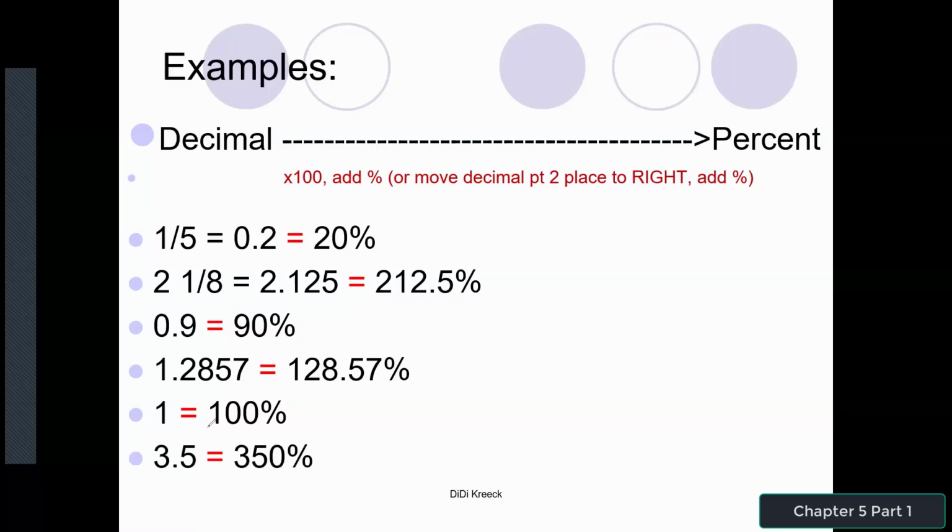Okay, how about 3.5? Same thing. Okay, multiply that by 100. There's no fraction, no mixed number, so this one is easy. Go directly into step number 2 and then 3. Moving the decimal point 2 places to the right, 1 place, 2 places, and then add 0. So 3.5 will become 350 and add the percent symbol, or simply multiply 3.5 by 100 and then add percent.